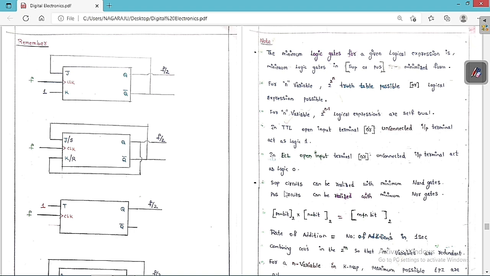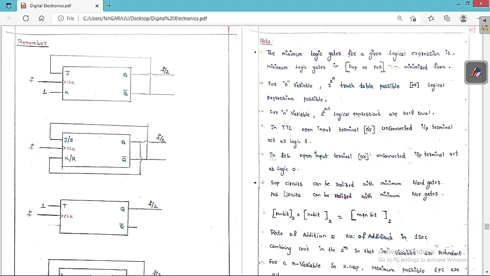The next point is that SOP circuits can be realized with minimum NAND gates. I have already told you about sum of min terms. SOP means sum of product terms, and it can be realized with minimum NAND gates, whereas POS circuits can be realized with minimum NOR gates. This is an important difference to keep in mind.